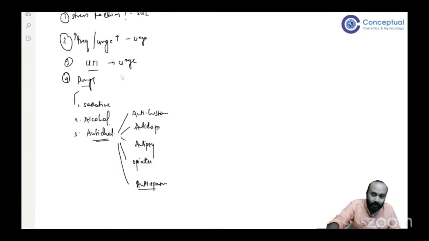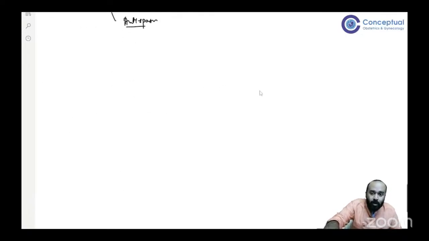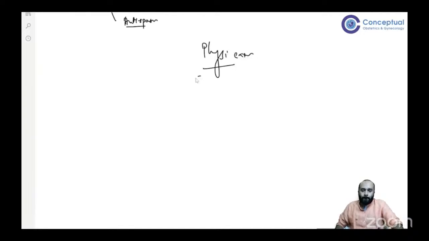So when I do a physical examination, it is going to be my systemic examination and my very specific examination of the genital tract. So in physical examination, first I'm going to be examining all the major systems. What are those major systems? First of all, I will do the CNS examination.